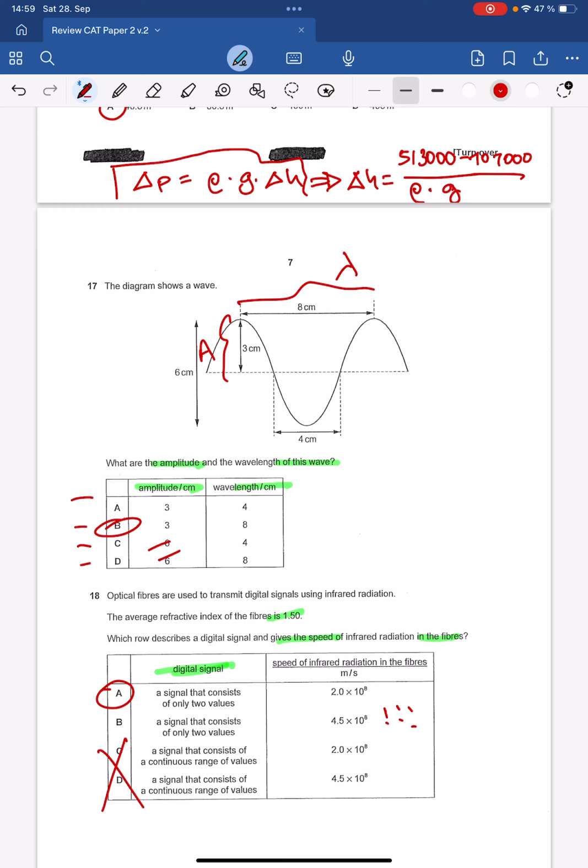The next one, many of us struggled with. Optical fibers are used to transmit digital signals using infrared radiation, and so on. The average refractive index of the fibers is 1.5, totally irrelevant.